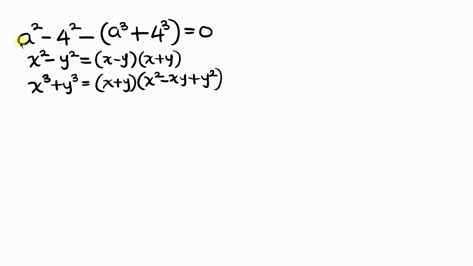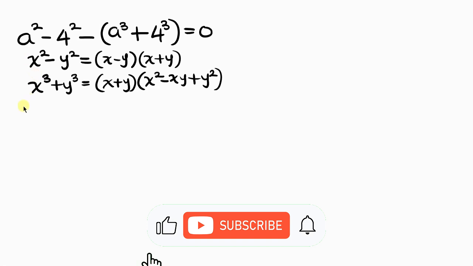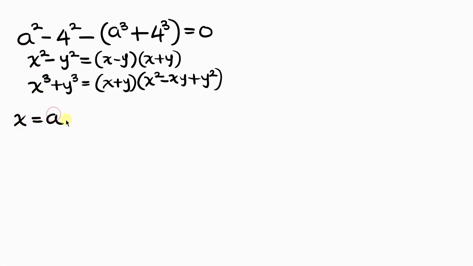So we're going to be applying these properties to what we have here. Now let's apply the property. Well, if you notice, our x is in the form of a and our y is in the form of 4. So let's apply the difference of two squares. We have x minus y. Our x is a, y is 4, times x plus y, x is a, plus y is 4. Very good.